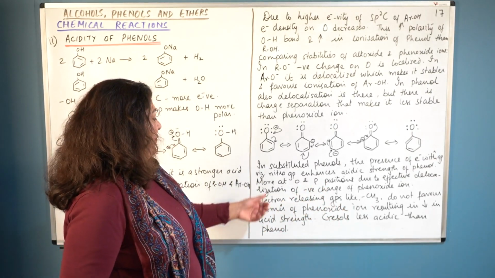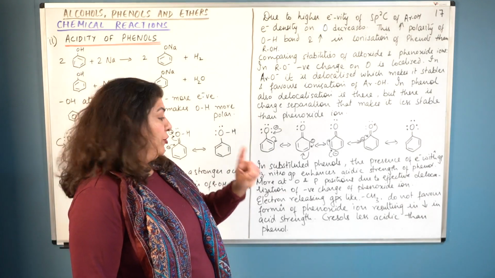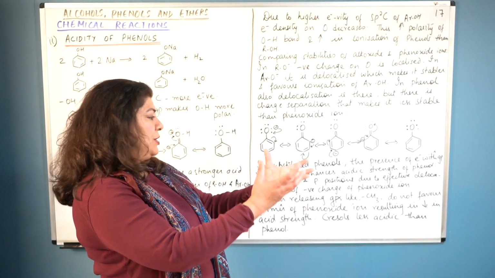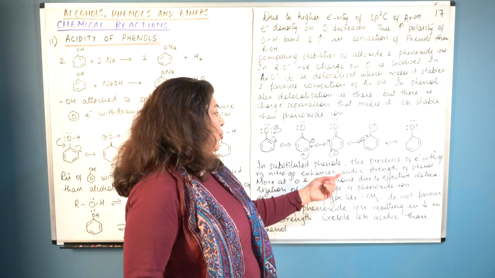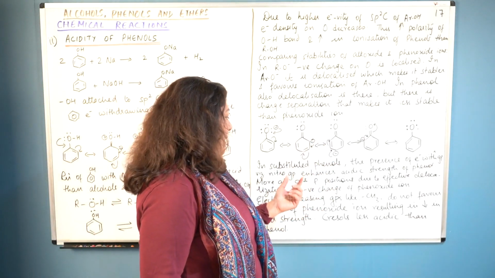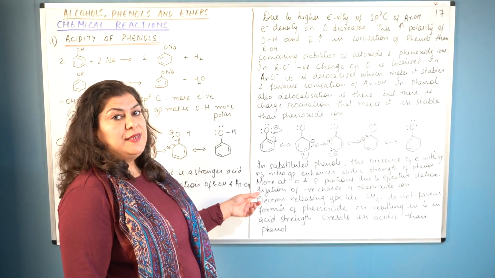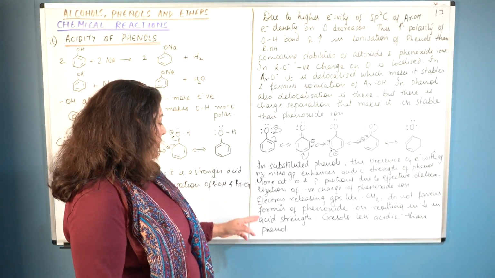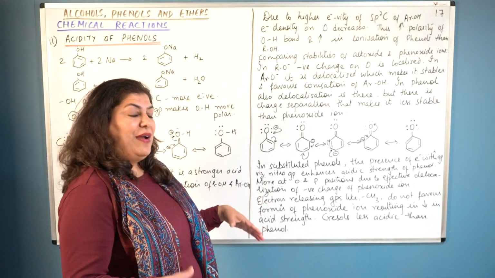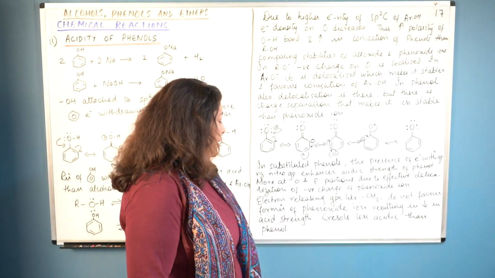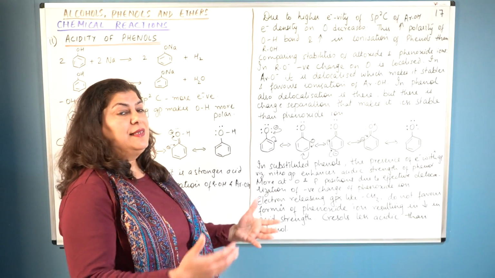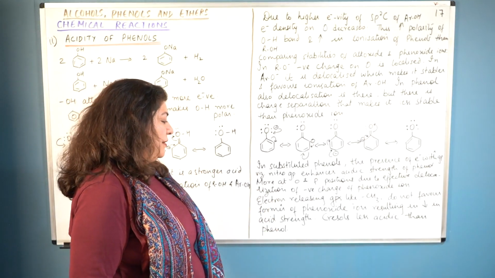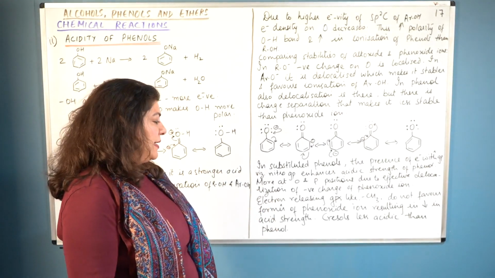So if the electron withdrawing group is present at ortho and para positions, it'll enhance the negative charge on the phenoxide ion, and thus it'll increase the acidic strength of phenol. If you have electron releasing groups like methyl, they do not favor the formation of the phenoxide ion, and thus they result in a decrease in the acid strength. So cresols are less acidic than phenol.